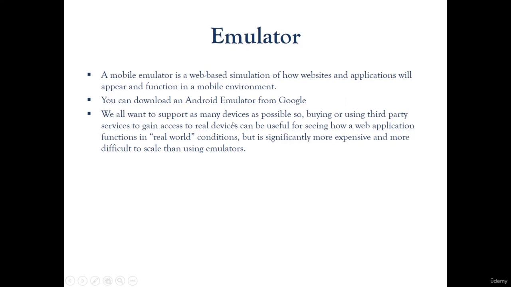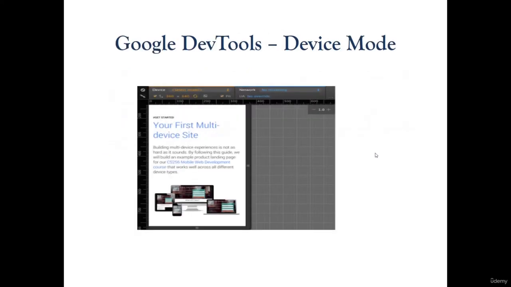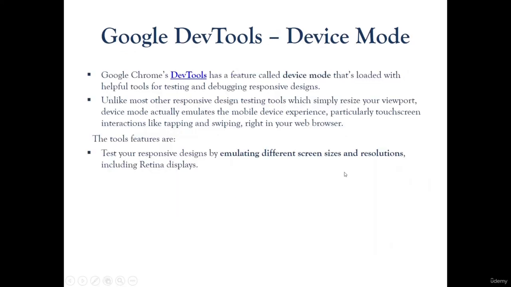We all want to support as many devices as possible. Buying or using third-party services to gain real devices can be useful for seeing how a web application functions in real-world conditions, but it is significantly more expensive and more difficult to scale than using emulators. So you will be able to see Google DevTools device mode here. DevTools has a feature, device mode, that is loaded with helpful tools for testing and debugging responsive design.